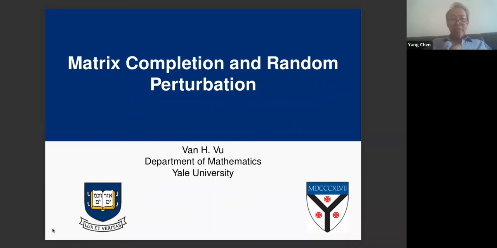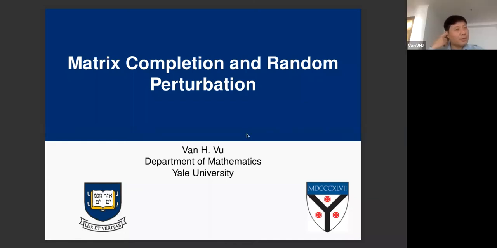Prof. Vu was at UC San Diego before moving to Rutgers, and he has been at Yale since 2011. He was honored with the Sloan Fellowship, the Pólya Prize of the Society for Industrial and Applied Mathematics, and the Fulkerson Prize, joint with Anders Johansson and Jeff Kahn in 2012. He's a fellow of the American Mathematical Society, fellow of the Institute of Mathematical Statistics. His research interests include additive number theory, combinatorics, probability, and random matrices. So, Professor Van Vu, please start your talk.